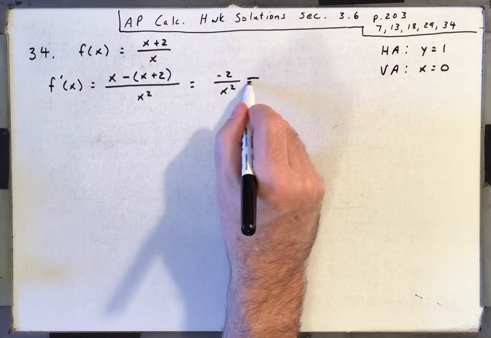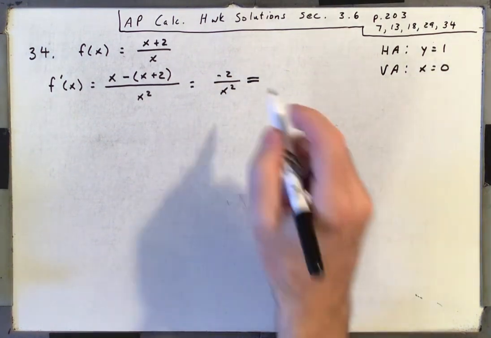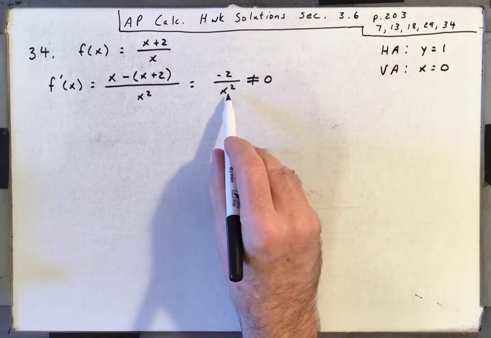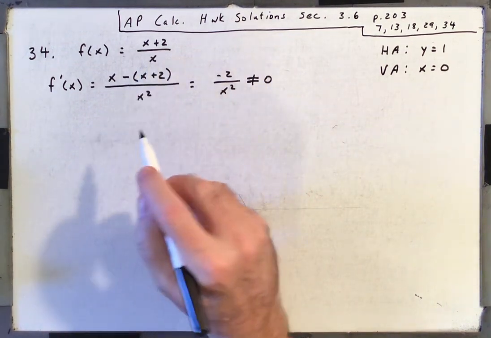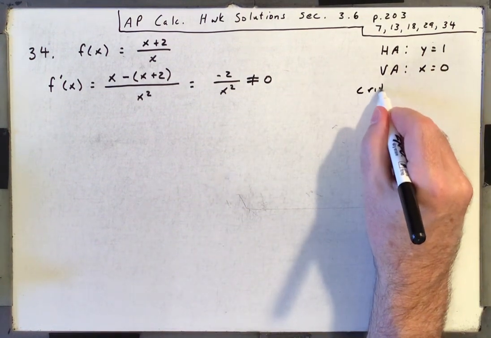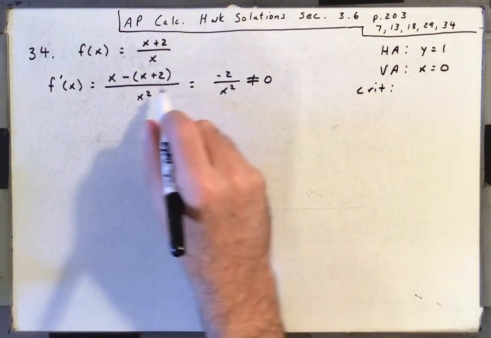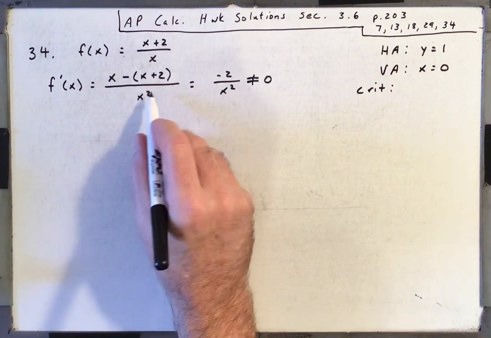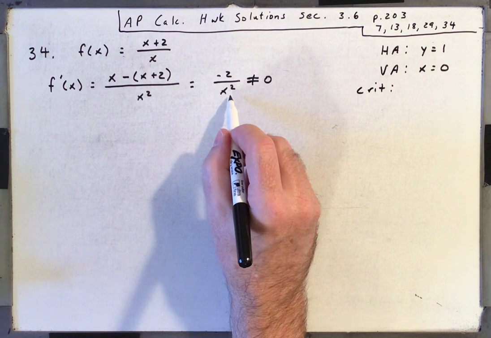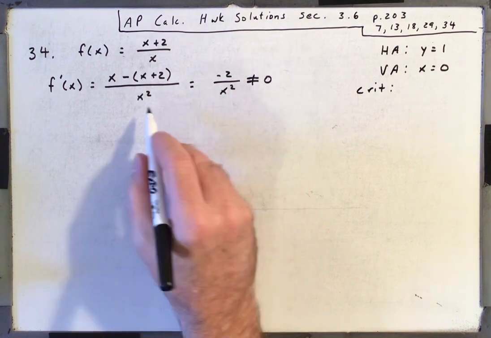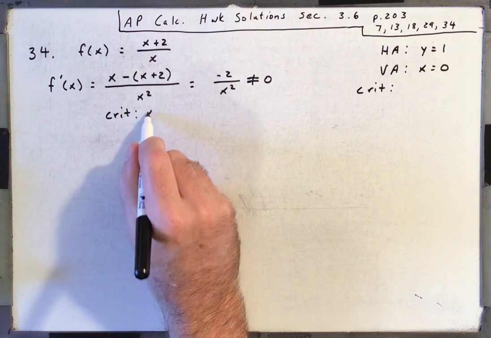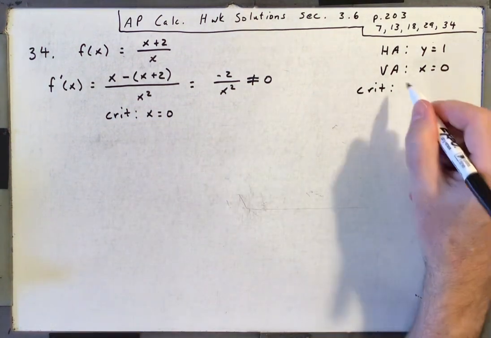Now that is never going to be 0, so you can't set that equal to 0 and solve. There's a vertical asymptote at x equals 0. However, we do have a critical point where there's a vertical asymptote, okay? Because that critical point, negative 2 over x squared, occurs where the denominator is 0 also. So we have a critical point at x equals 0.